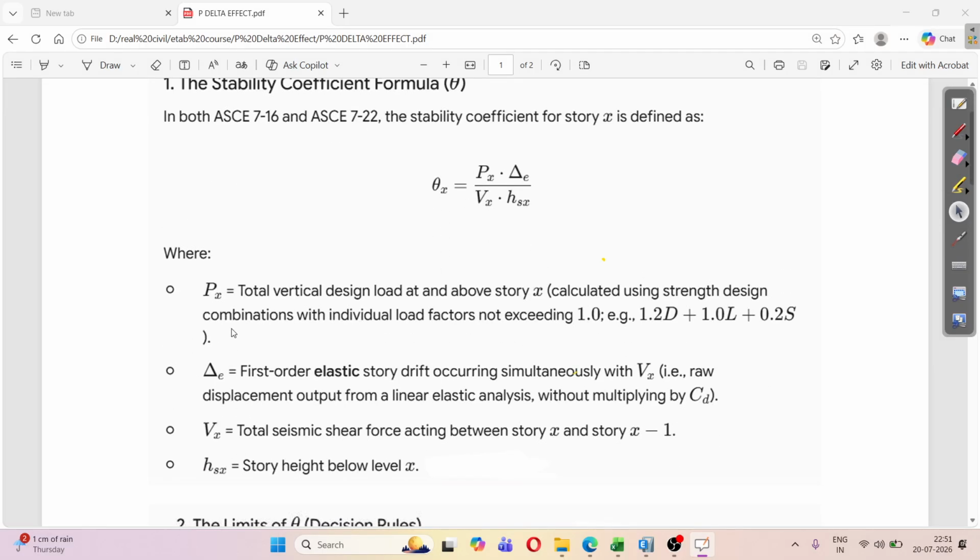Before that, we will see Px is the total design vertical load at and above story x, and for that in ETABS software we need to run one load combination case, that is 1.2 dead load plus 1 live load plus 0.2 snow load. Okay, if you don't have snow load, no problem. And many times engineers use factor 1 for dead load, so you can run the case dead load plus live load. One combination case is required to be run.